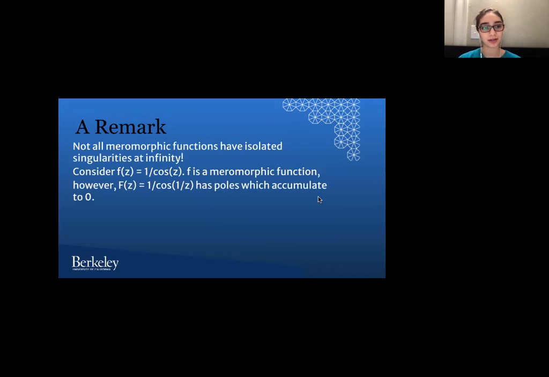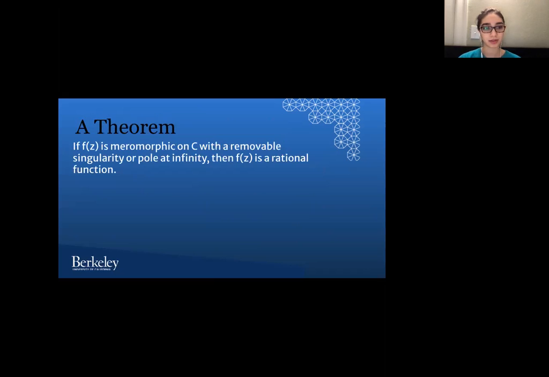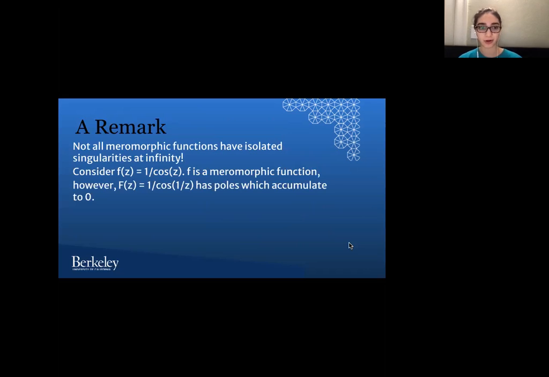So I want to move on to the theorem statement now. But first, I want to make a brief remark that not all meromorphic functions have isolated singularities at infinity. Considering the example we looked at before, 1 over cosine z, f is meromorphic, but capital F, being 1 over cosine of 1 over z, has poles which accumulate to 0.